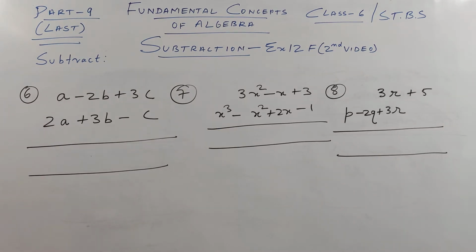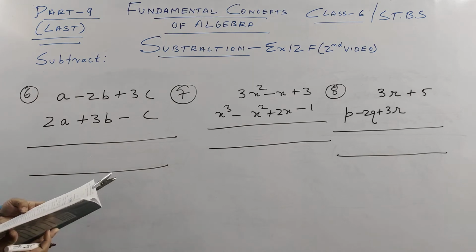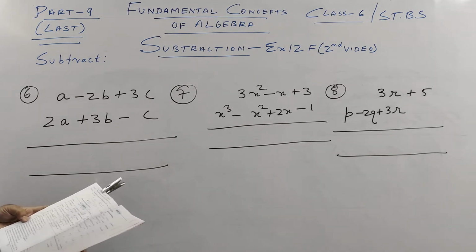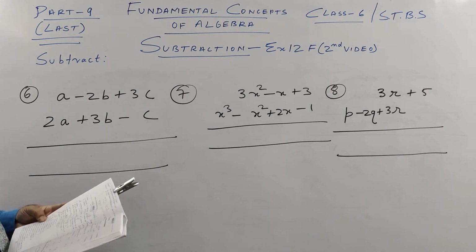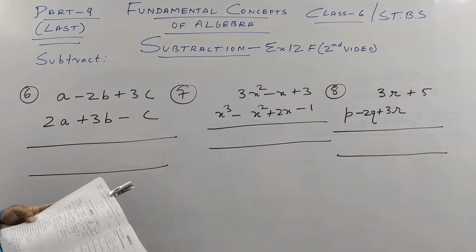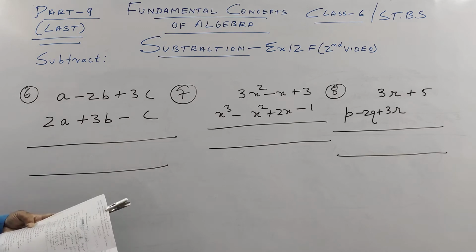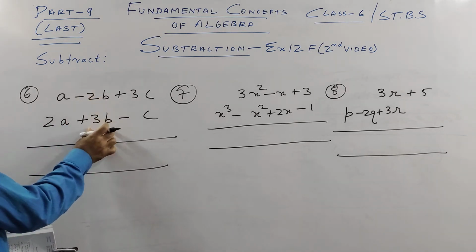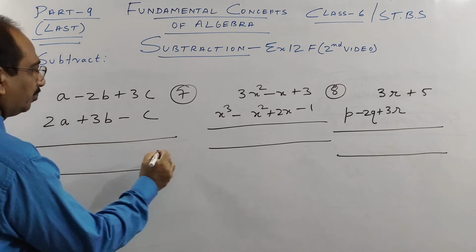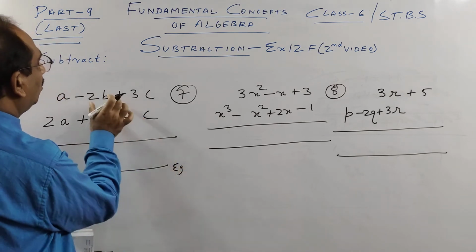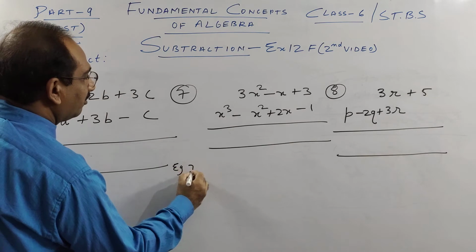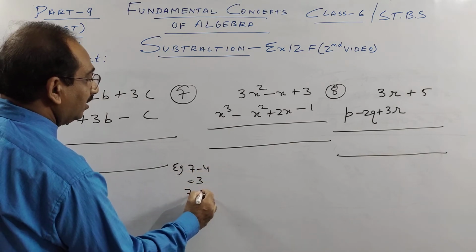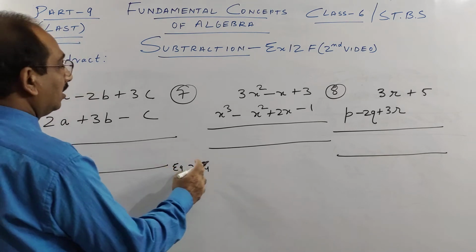So here I do next 3 sums, 6, 7, 8. You see what 6 says is, how much is this a minus 2b plus 3c greater than this? How much is this greater than this? So you can take one example always, children. How much is this greater? How much is 7 greater than 4? You get 3.